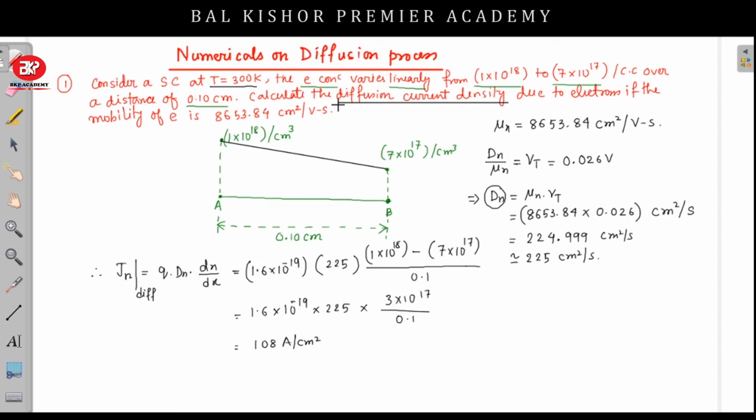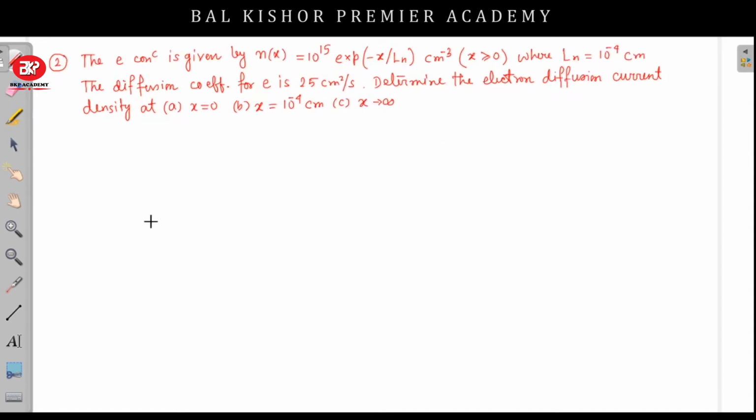So in the next question, let us take another question. The electron concentration is given by Nx equals to this one. Here we can see the electron concentration is varying with the distance, but exponentially. In the previous question the Nx was varying linearly, but it is varying exponentially, and it is happening for x greater than 0.